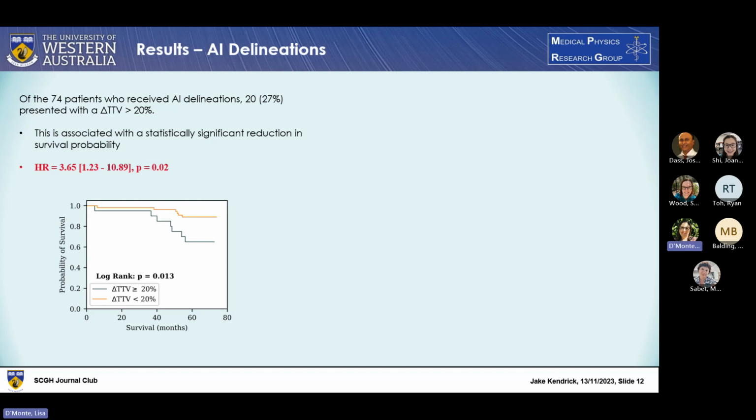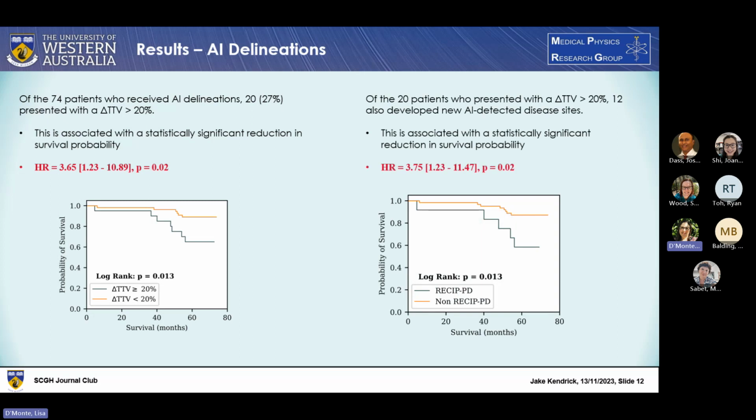Of the 74 patients who received those AI delineations, 20 had a tumour volume increase of greater than 20%. And again, you can see the hazard ratio is 3.65, and it's a statistically significant increased risk of death for those patients.